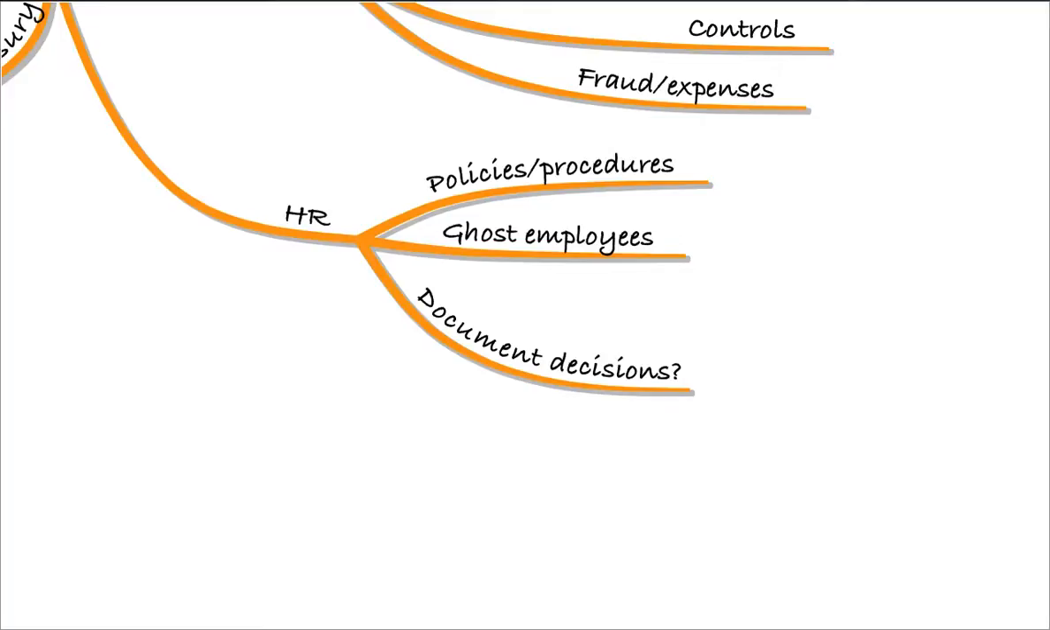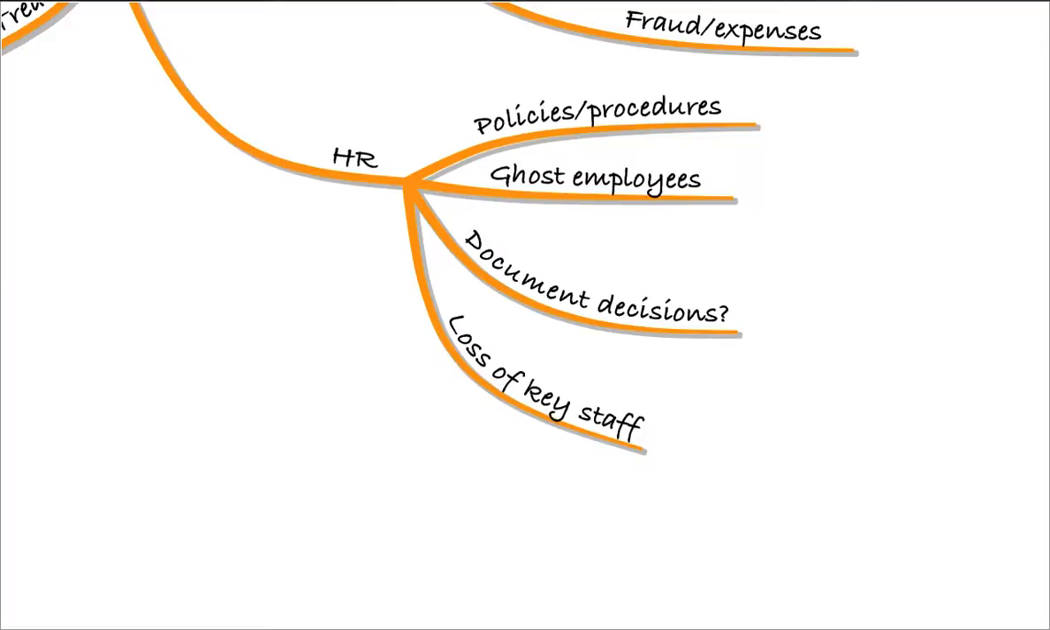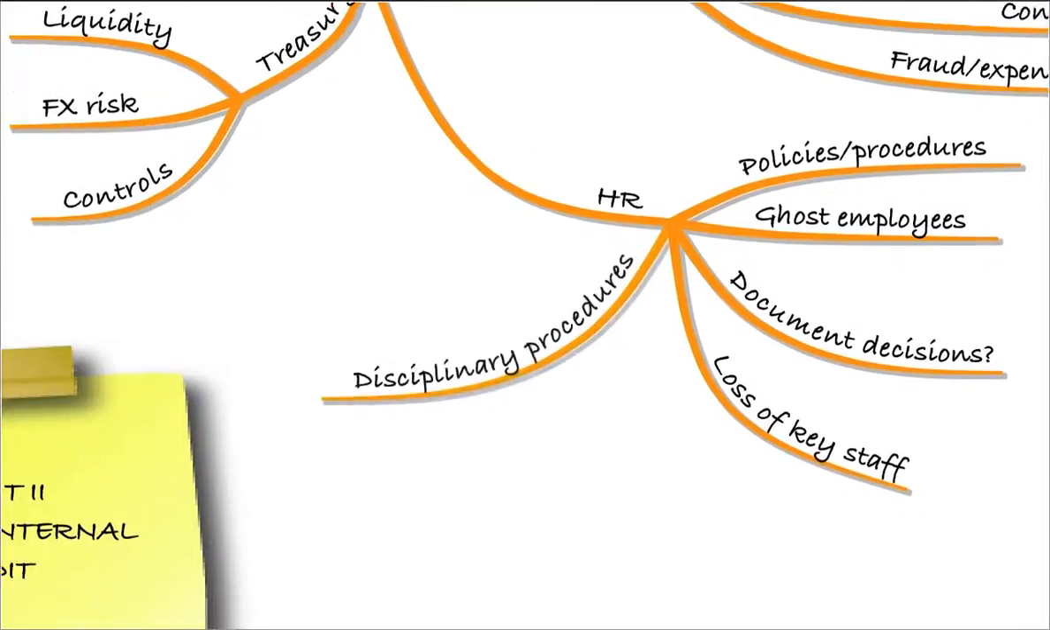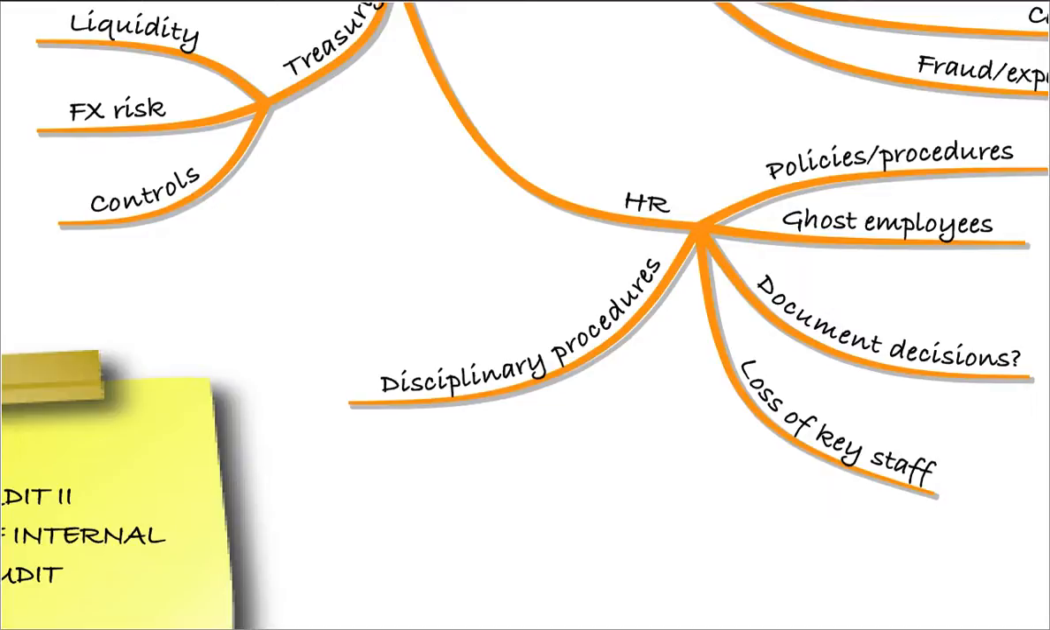So when HR make decisions, they'll need to document them all, and they'll need to make sure that all of those decisions have been documented accurately to prevent the risk of getting sued for perhaps wrongful dismissal of an employee or something like that. Also, human resources will need to have policies in place to deal with loss of key staff, and disciplinary procedures will need to be adhered to. So internal audit may well go in, look at each of those areas and ensure that controls are in place and that those controls are actually carried out.